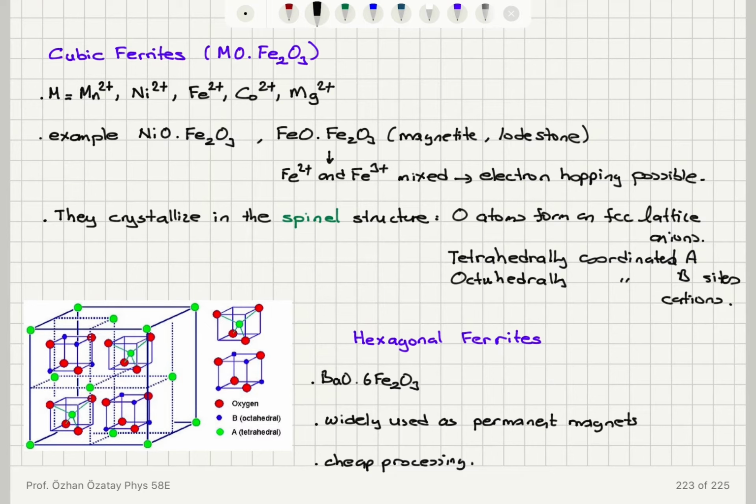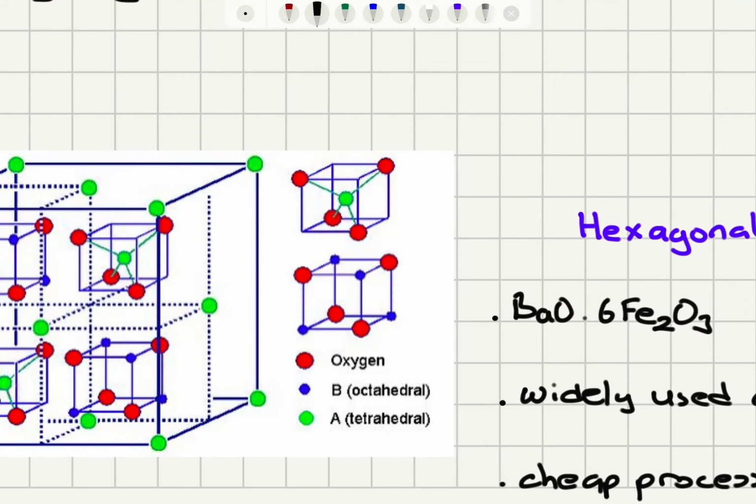So the conduction mechanism is electron hopping. They crystallize in the spinel structure where the oxygen atoms form an FCC lattice. The tetrahedrally coordinated sites are A sites, octahedrally coordinated sites are B sites, and as you can see here, we have a tetrahedrally coordinated A site and an octahedrally coordinated B site.